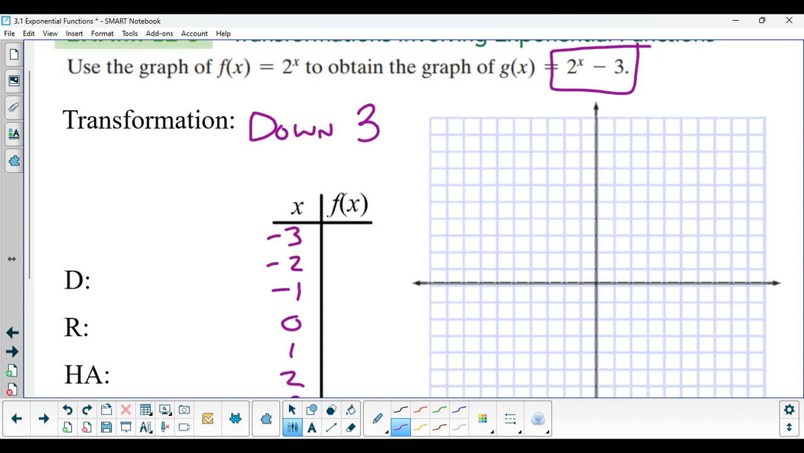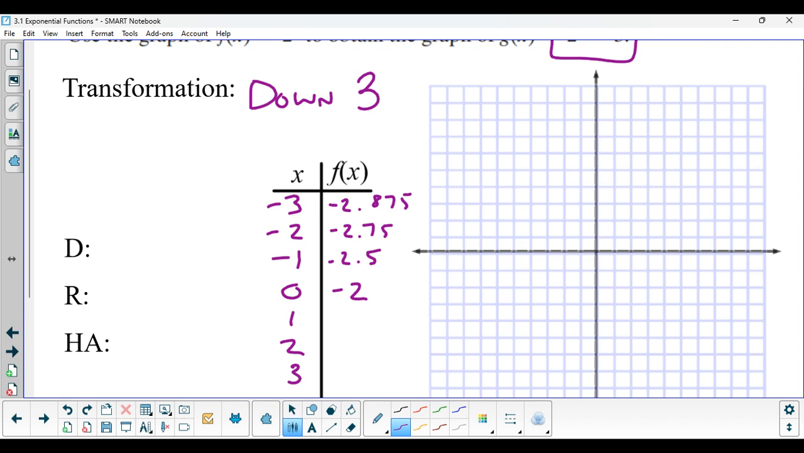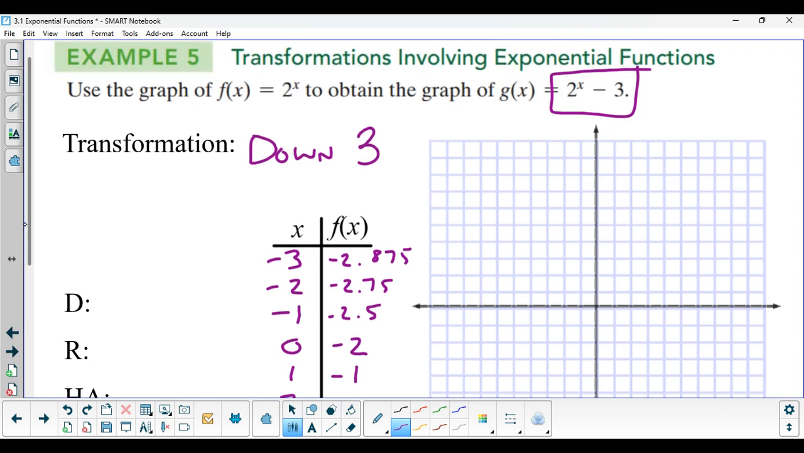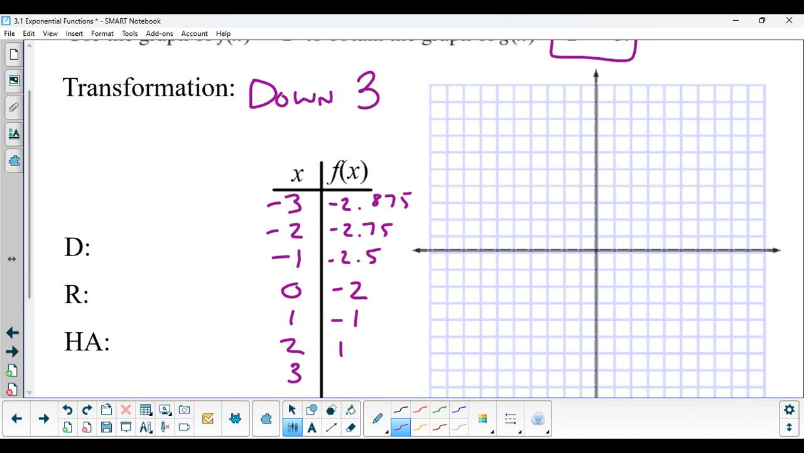So we have 2 to the power of negative 3, and then minus 3 from that, negative 2.875. And then we have negative 2.75 for the next value. Then we get negative 2.5. And then it continues on from here, negative 2. Right? 2 to the first power is 2. Minus 3 makes a negative 1. 2 to the second power is 4. That gives us a 1.